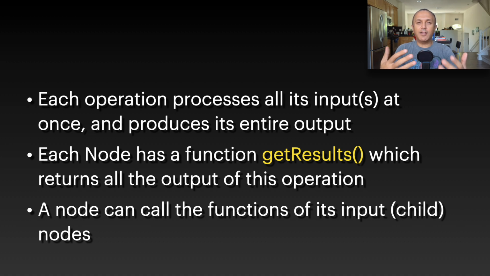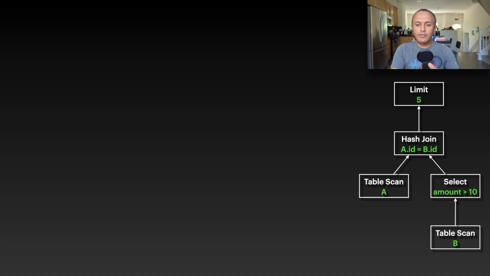Let's look at some of the implementations of getResults for different operations and see what they look like. In the query that we've seen, for example, we have operations like table scan, select, hash join, and limit. Of course, there are many other operations that are not in this plan, like nested loop join, aggregation, and so on. But let's just look at the implementation of the operations that we have here.